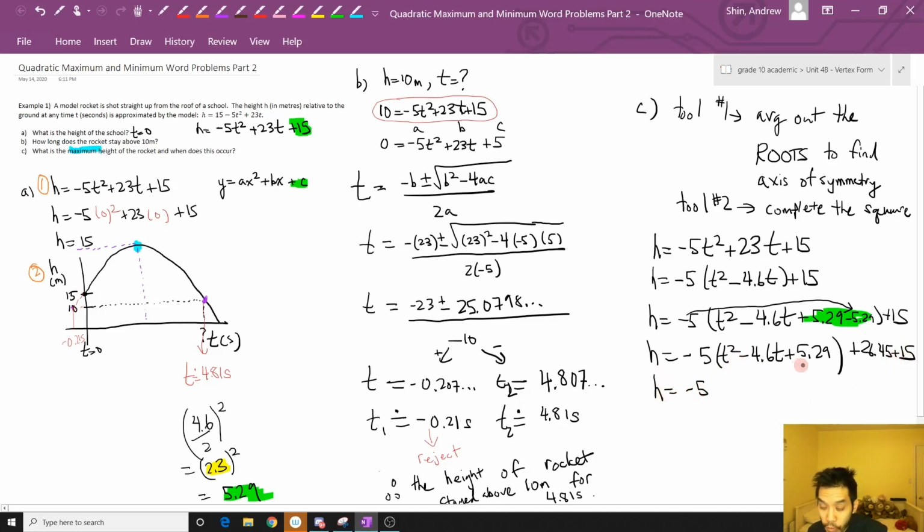Now that we have this perfect square trinomial, we need to find two numbers that multiply to 5.29, which is 2.3, and two numbers that add to 4.6, which is 2.3 again, which is that yellow. This is a very important number. So right here, it's going to be (t - 2.3) all squared. And then we simplify the last two terms: 26.45 plus 15 will be 41.45.